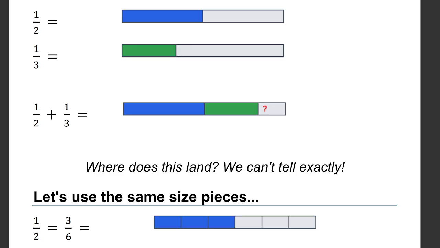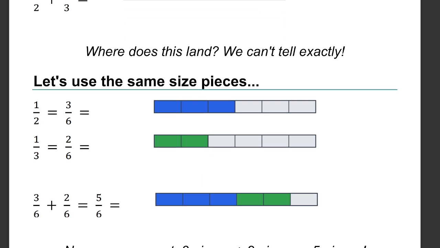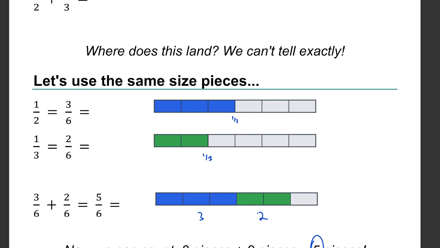What that looks like is when we use the same size pieces. Okay, so here I have 1/2 and 3/6. Well, when I take 3 of 6 total pieces, that is still 1/2. It's still the same thing. When I take 2 out of all 6 pieces, that is the same thing as 1/3. But now I can stick the 2 together and see that I have 3 plus 2 gives us 5 pieces overall. And let me scroll down for you a little bit. We get 5 pieces overall.